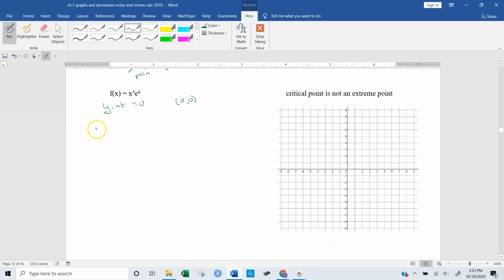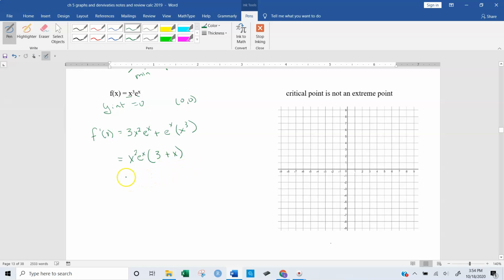So now we're going to do our first derivative. Let's see if you remember how to do that. You do the derivative of the first, which is 3x squared, times the second, plus the derivative of the second, which is just e to the x, times the first, which is x cubed. When I look at this, we're going to factor out what they have in common, which is x squared e to the x. If I take out x squared e to the x, that leaves me with 3 plus x.